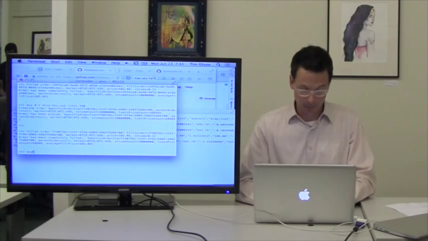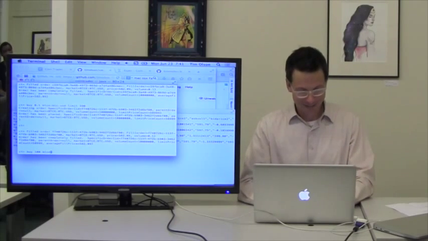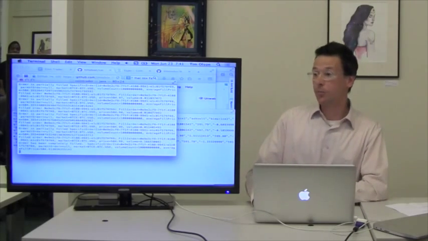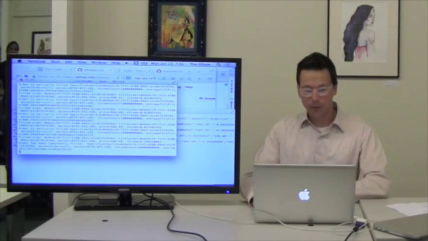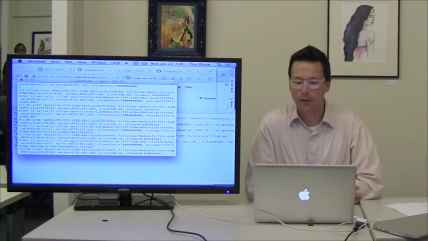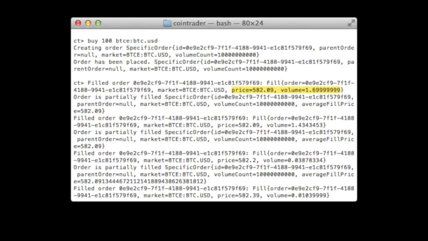But if we want to buy 100 Bitcoins, if we're greedy, there's probably not one person out there with 100 Bitcoins waiting for you to buy. So, whoa, here we go. We got a bunch of fills. So this is important to understand. To get the whole volume, it had to grab orders at different prices. So this first order you see was at 582.09, and it got 1.7 Bitcoins at that price. And then it got 1.43 Bitcoins at 582.09.